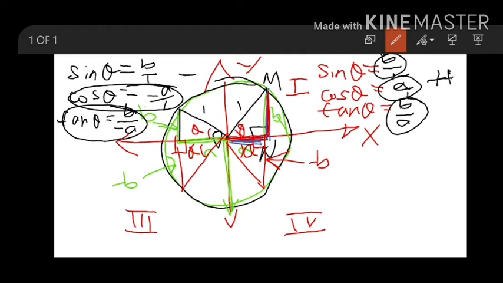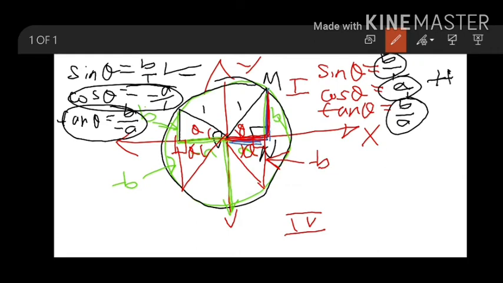we got two values, cos theta and tan theta, that are negative. That means the inverses of these two ratios also give negative values. The inverse of cos theta is sec theta, that is also negative. And the inverse of tan theta is cot theta, so cot theta is also negative. So only sin theta is positive. That means the inverse of sin theta, cosec theta, is also positive. So in the second quadrant, sin theta and cosec theta are positive.